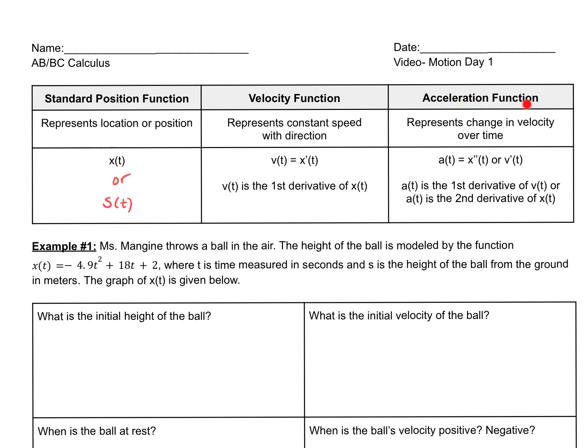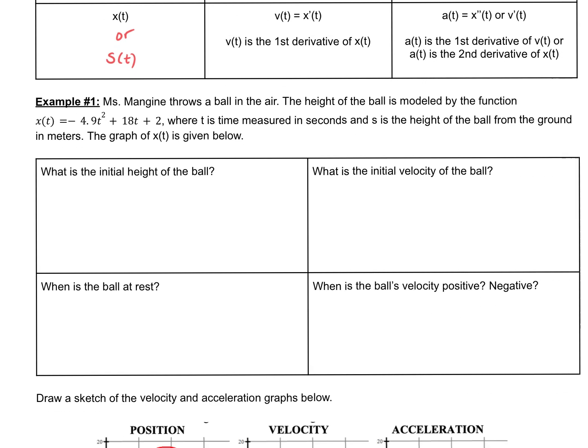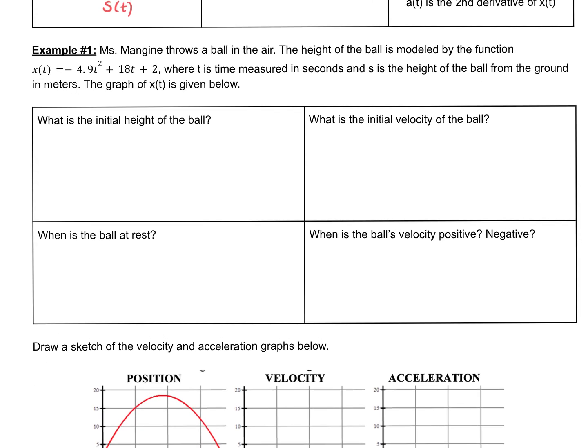Our acceleration function represents change in velocity over time, and our acceleration function is x double prime, or the second derivative of x of t, or the first derivative of v of t. So basically, to get the velocity, you take the derivative of standard position, and to get the acceleration, you take the derivative of velocity. Okay, so let's talk about all this stuff in context with a problem.